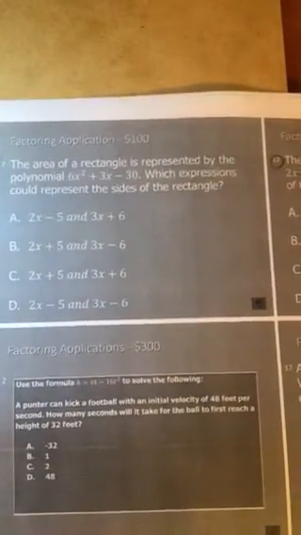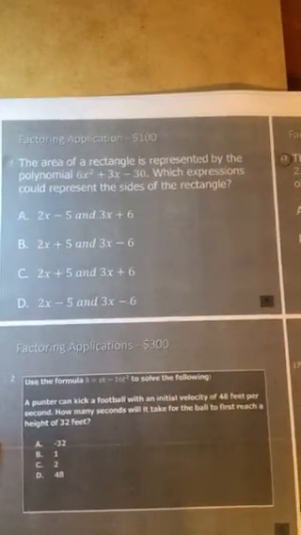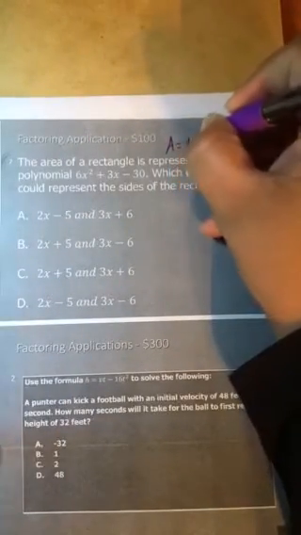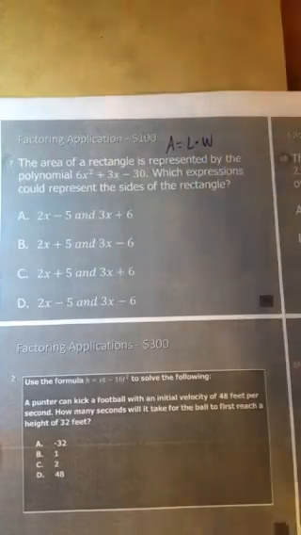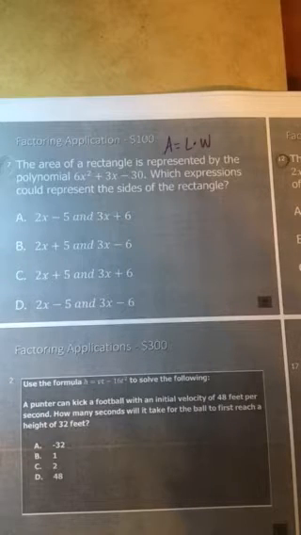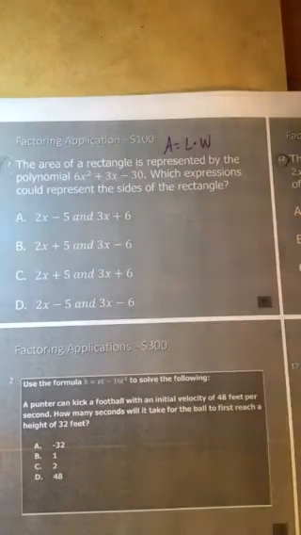Okay, last two problems, and then if there's time, you'll go to the second video. Okay, so you're finding the area of a rectangle. So very quickly, if you've forgotten, the area of a rectangle is length times width. So it's represented by 6x squared plus 3x minus 30. Which expression could represent the sides of the rectangle?